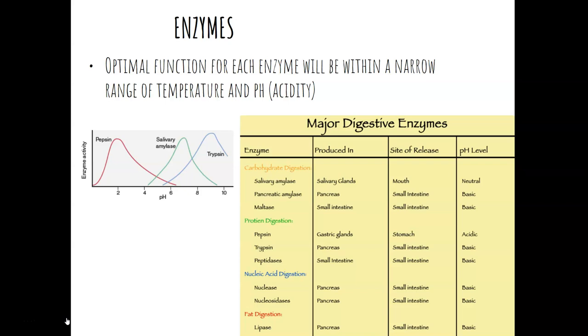Now, if the food from your stomach maintained its acidity, you wouldn't be able to use trypsin or maltase to break down any of your other compounds. So as your food moves into your small intestine, your pancreas releases pancreatic juice, which is alkaline or basic, and it changes that acidity, allowing those other enzymes to work.